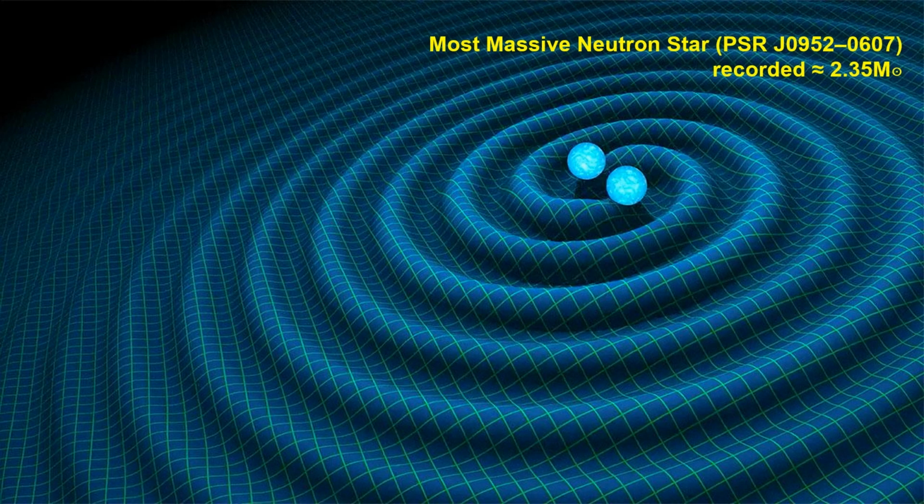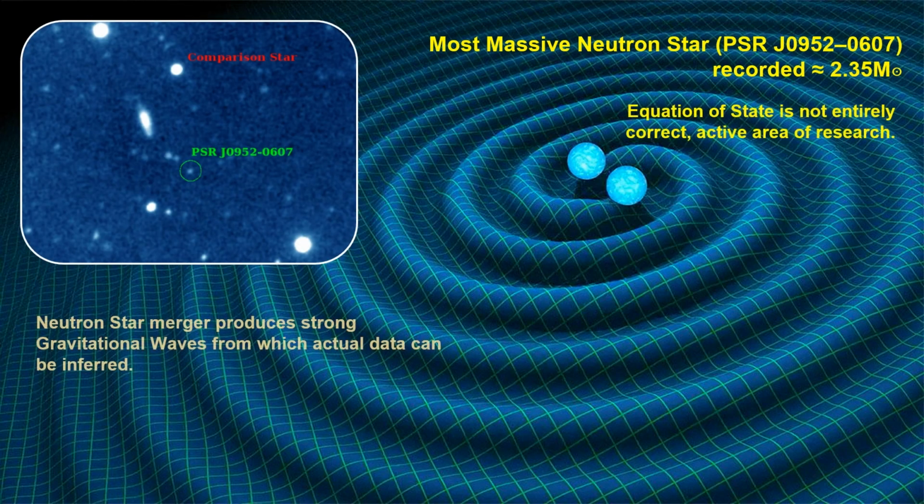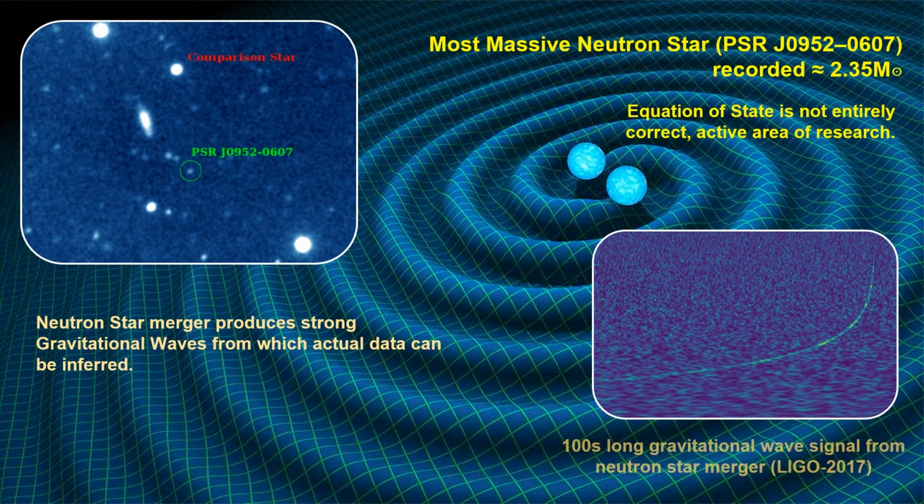The mass of the most massive neutron star was recorded around 2.35 solar mass units in 2022. We infer actual data about neutron stars from the merger of binary systems and the released gravitational waves. In 2017, LIGO detected a gravitational wave signal which is around 100 seconds long from such a system.